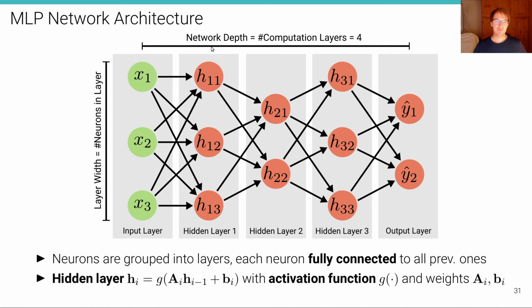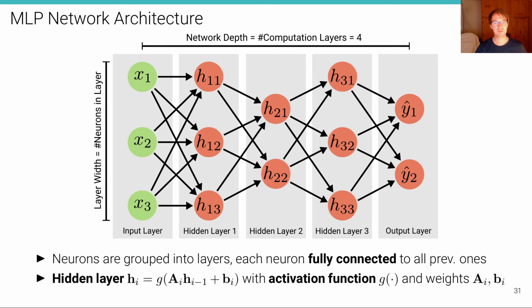The depth of a neural network is specified as all computation layers. So we ignore the input layer, but we count just the number of computation layers. In this case, we have a network of depth 4. So we have 1, 2, and 3 hidden layers plus an output layer. In the case of a logistic regression model, we would just have 1 computational layer. So that would be a network of depth 1.